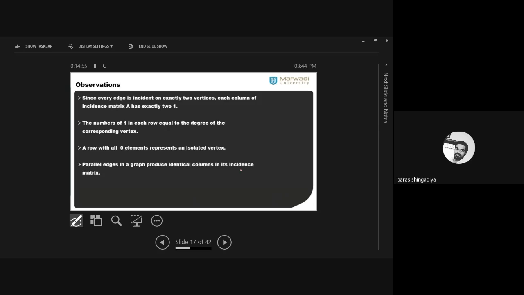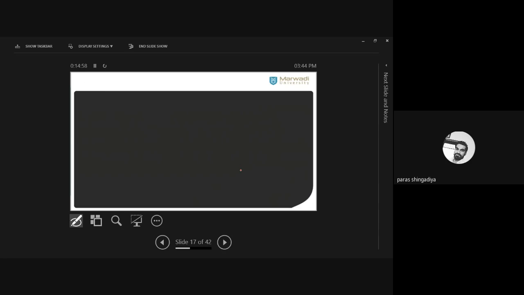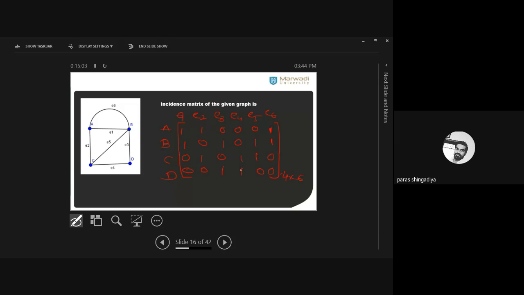Let's verify. Yeah, this matrix. Now check each column. Every column, all 6 columns, has exactly two 1s. Okay, all columns have exactly two 1s. What is the reason for that? Every edge has exactly 2 endpoints. E1 has endpoints A and B. E2 has 2 endpoints, A and C. E4 has 2 endpoints, C and D. E5 has 2 endpoints, C and D. So therefore, it has exactly two 1s in every column.